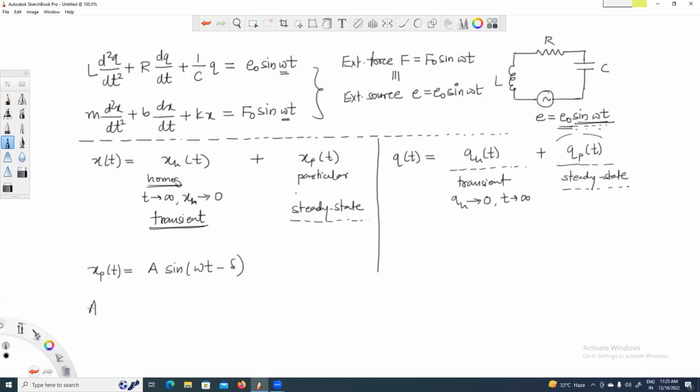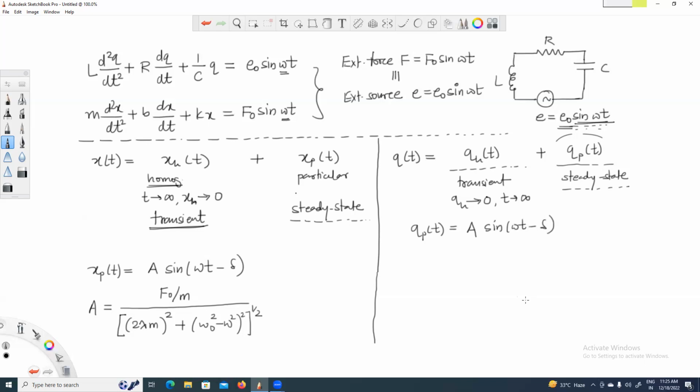What is important here is this amplitude. This amplitude is given by F naught over m, divided by the bracket: the first term is 2 lambda times omega, bracket squared, plus omega naught squared minus omega squared, bracket squared, raised to half. And if you write the analogy here, this q_p of t can again be written as some amplitude A times sine of omega t minus some phase angle delta.